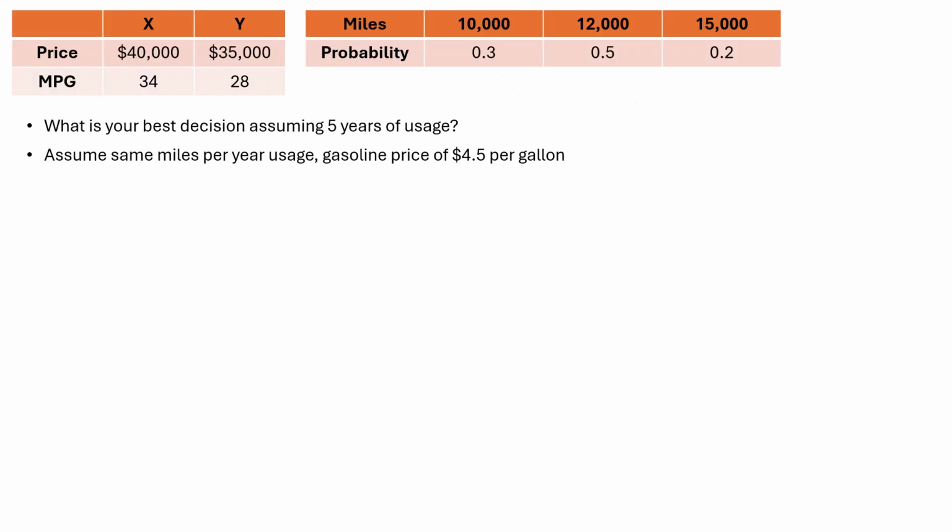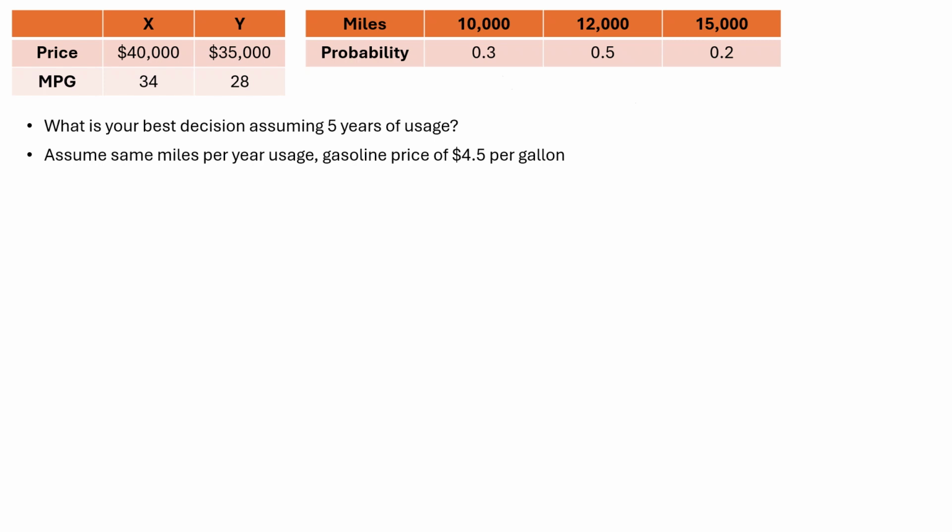Okay, so we're going to do this example. Again, I put the relevant parameters on top of the screen here. For simplicity, I'm just going to assume that the miles per year that we use the vehicle remains constant for the next 5 years. And we're also going to make the price of gas fixed at $4.50 per gallon for the next 5 years. These are big assumptions, but again, to make this tree simpler, we'll do this.